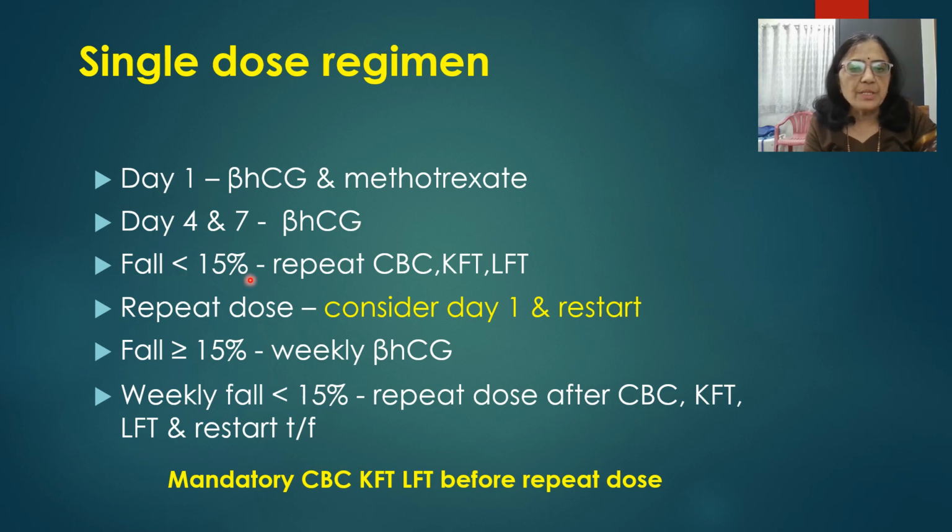Fall less than 15%, repeat CBC, KFT, LFT, and repeat the dose. Consider this as day 1 and restart. That is important. Fall greater than or equal to 15%, then weekly beta HCG. Weekly less than 15%, we have to repeat the dose again after repeating CBC, KFT, LFT. Doing CBC, KFT, LFT before repeating the dose of methotrexate is mandatory, and we have to remember it to avoid serious drug-induced complications.